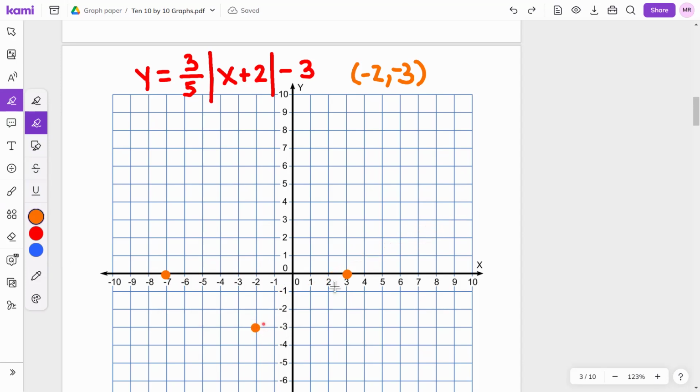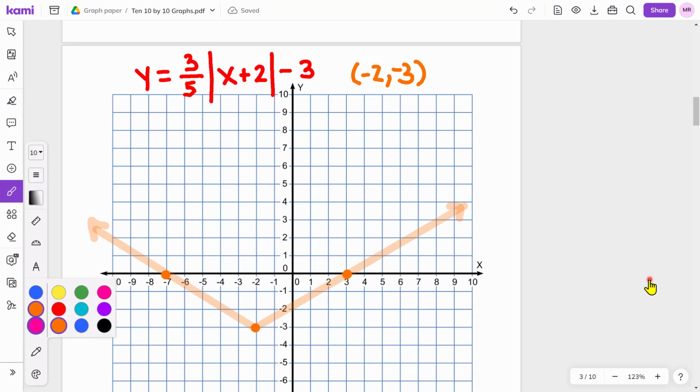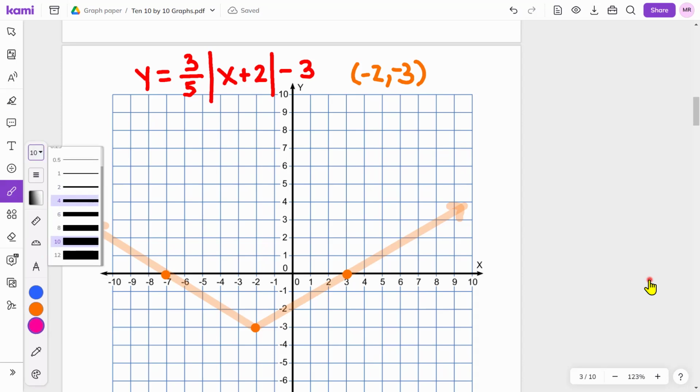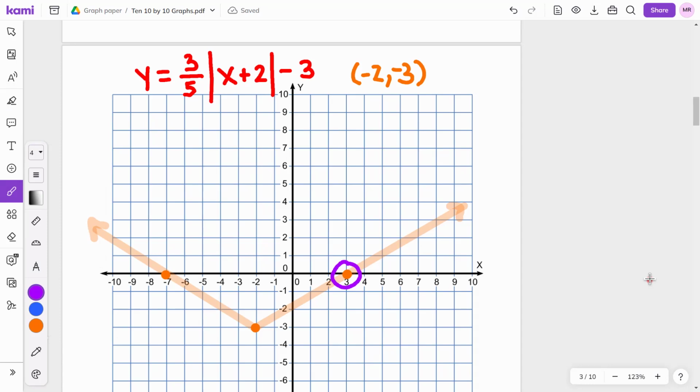And same on the other side. And there is my absolute value graph. There we go. Now, if I was to double check this, you'll see that if I was to substitute in, let's say this value here, 3, I should be getting a 0. This is 3 comma 0. So if I put 3 into this equation, I should be getting a 0.